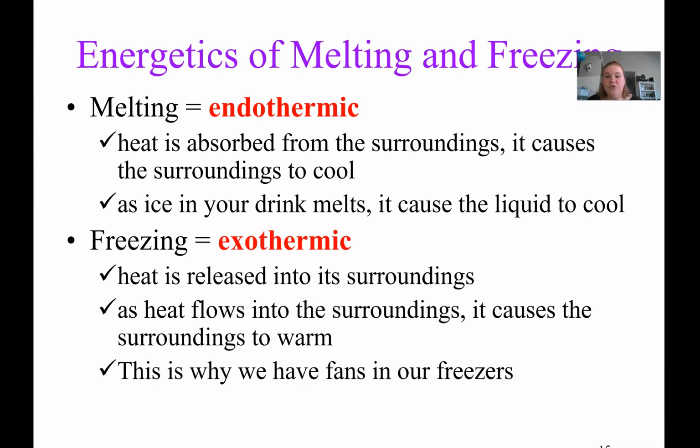So again, we have two opposite processes. Melting is an endothermic process. We have to put heat into it. And when you put heat into it, that means the surrounding area will cool down. So as you put ice in your drink, it's melting and it's causing your drink to cool down. The ice is stealing the warmth from your drink in order to melt, and as a result, your drink cools down.